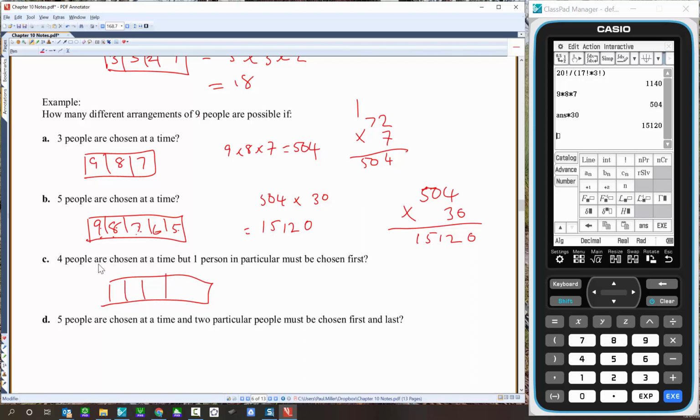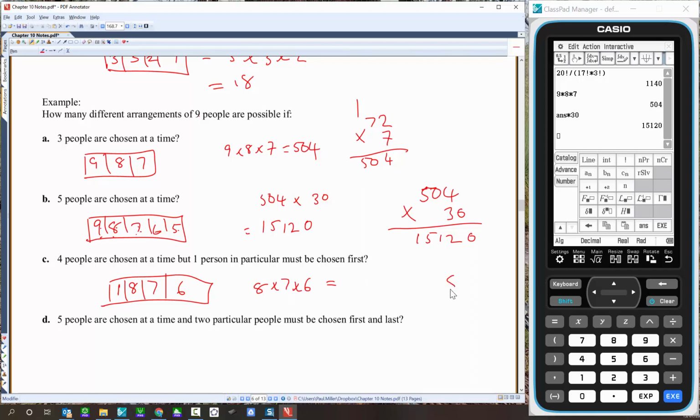All right, so here's our 4 boxes. So I've got to make my first choice, but for whatever reason, someone's pulled rank and gone, that person must be chosen first, a bit of favoritism, all right? That means that option 1 is there's only one option. Now, there was 9 people there. How many are going to be left after that? It's going to be 8, 7, 6. So this is actually 8 times 7 times 6.